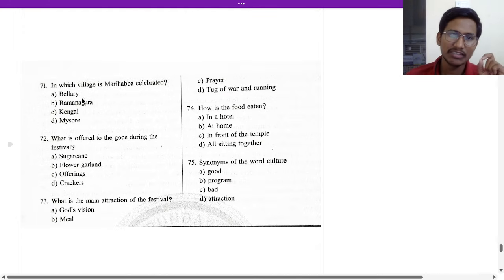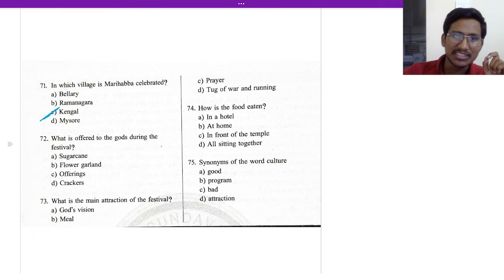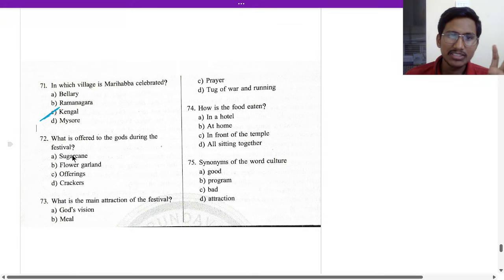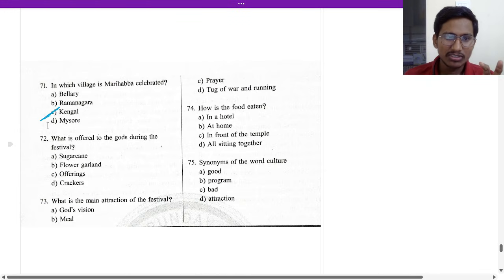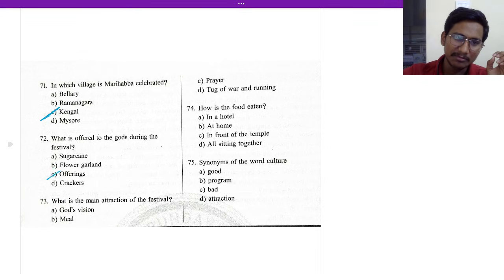Now, let us see the questions. 71. In which village is Mari Habba celebrated? That is Kengal, right? Option C. What is offered to the god during the festival? Sugarcane, flower garland, offering, crackers, right? If you see, there is prasadam here, thambit, paisam, many delicious offerings are offered to the god. So not sugarcane, not flower offerings is the answer. That is C, right? What is the main attraction of the festival? That is tug of war and running.